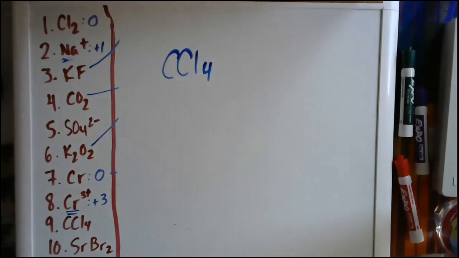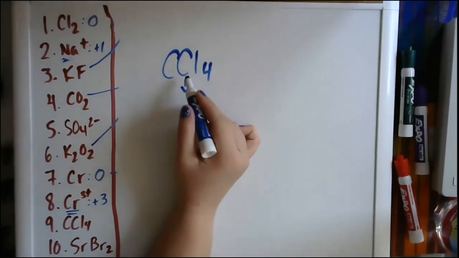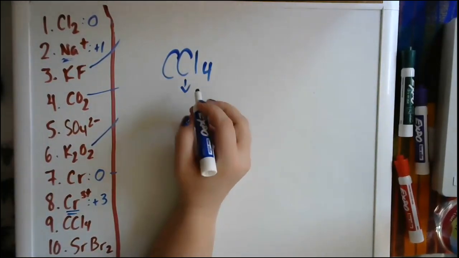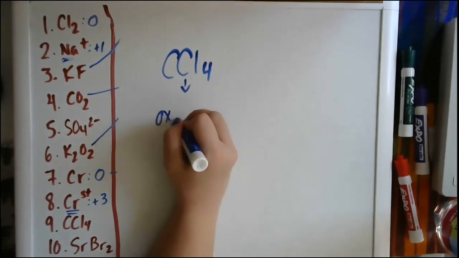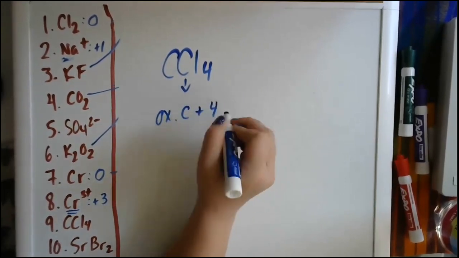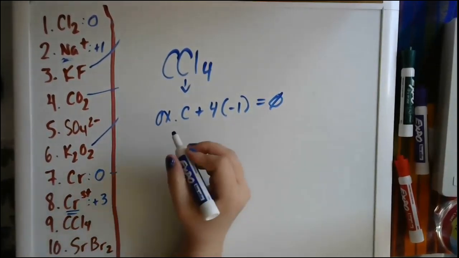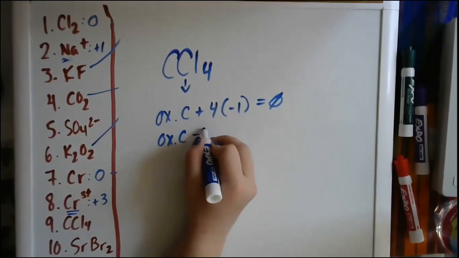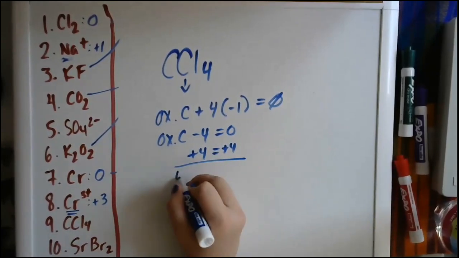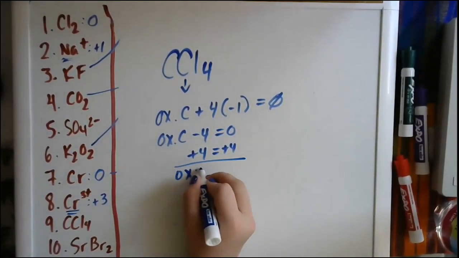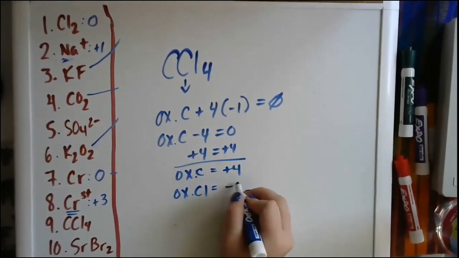CCl4, we have another neutral compound here. The chlorine is the first thing on our oxidation state list that we run into, and each chlorine has an oxidation state of -1. So the oxidation state of carbon plus 4 times the oxidation state of chlorine will equal 0 when we add them together. When we solve for this, the oxidation state of carbon is +4, and the oxidation state of each chlorine is -1.